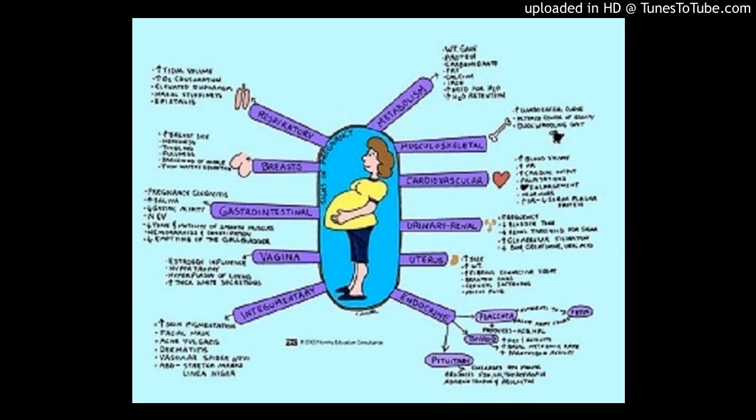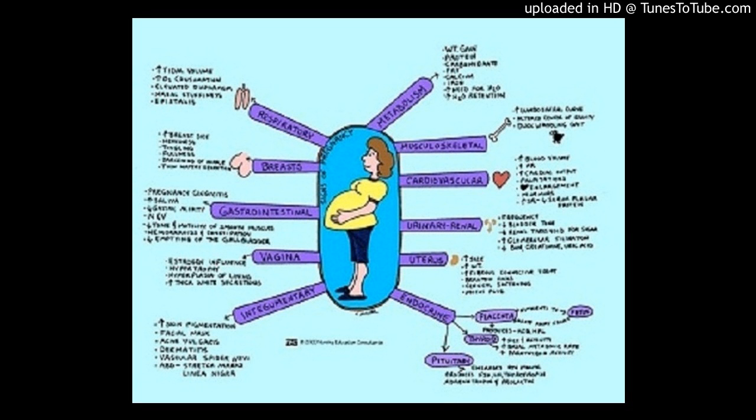So we can test with litmus paper, I think we talked about that the other day. I don't know if I told you what the name of it was. It's called litmus paper. And you actually take just a strip and open the vagina up, put it in there, and it'll be able to tell if it's urine, or it turns blue if it's actually amniotic fluid.